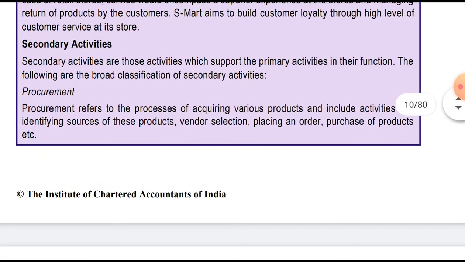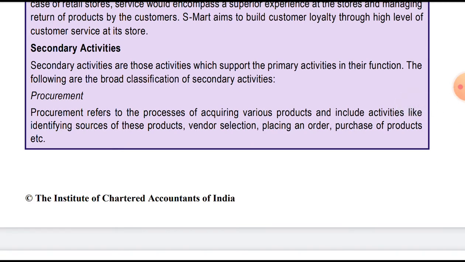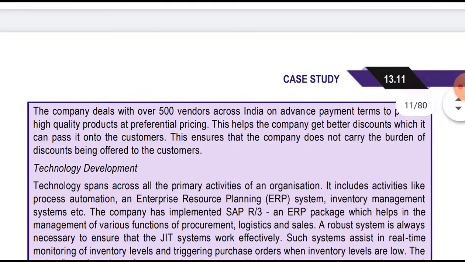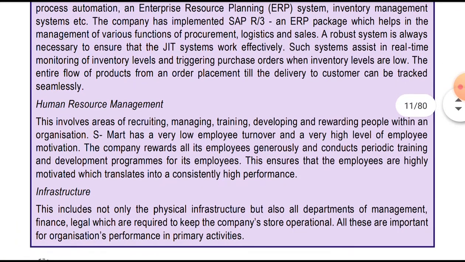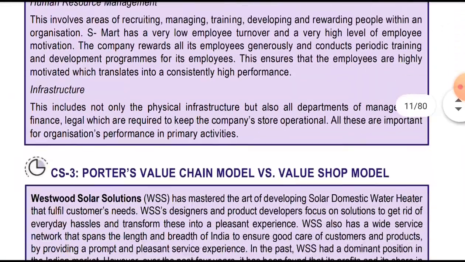Now let us go through the secondary activities. Secondary activities are those activities which support the primary activities in the function. The following is the broad classification of the secondary activities: first procurement, then infrastructure, technology development, human resource management. And by this our case study will be done.